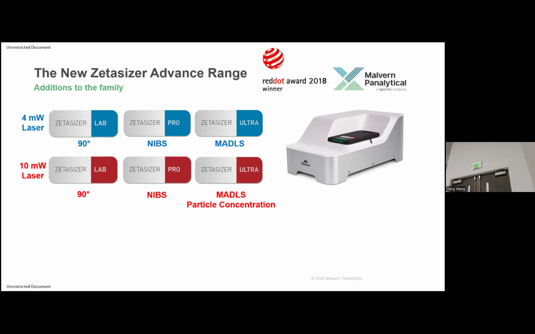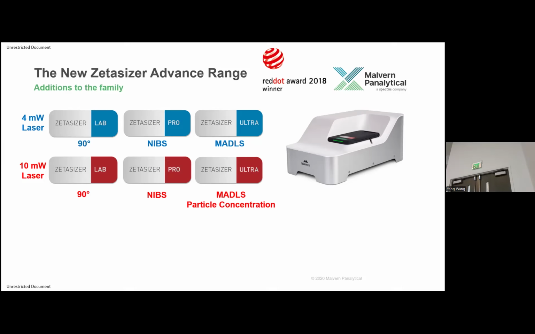categorizing these Zetasizers in a couple different ways. One is by laser power. We have the blue label systems, which utilize a 4 milliwatt laser, and then the red label systems that utilize a 10 milliwatt laser. So if you've got some weakly scattering biologic samples, sometimes people will refer to the red label systems, but otherwise, if you've got hardy samples, the blue label systems will be more than sufficient. So that's one way, is by the laser.